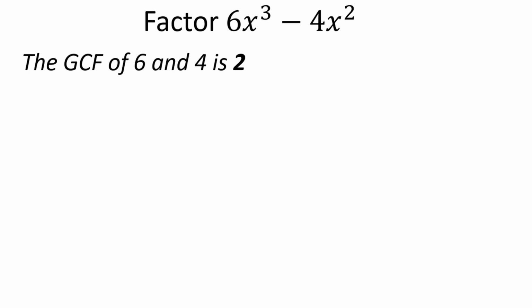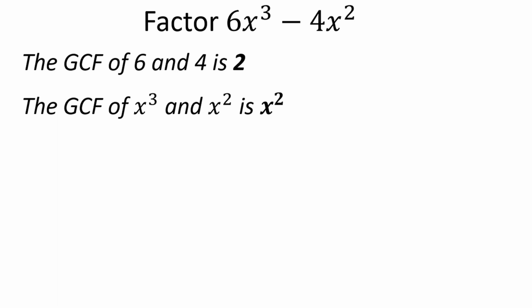2 is the largest number that both 6 and 4 can be divided by, and for the result to still be a whole number. Now that we have a variable, we have to think of the GCF of our x term as well. It's actually easier than the constants. x raised to whatever is the lowest power of your terms will be the GCF on x. So in this case, the GCF is x squared. x squared is the largest power of x that could be divided evenly into both terms.